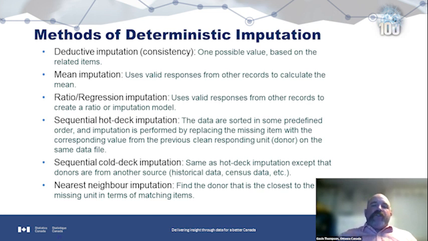Now, nearest neighbor imputation, this one's one of the most common ones in Statistics Canada. So it finds the donor closest to the missing value in terms of matching items. We don't literally mean neighbor in the sense of they live down the street. We mean neighbor as in we've set a parameter of characteristics and they're nearest that way. I'm going to talk about this a bit later, so I'm not going to speak on it now, but this one's really important.